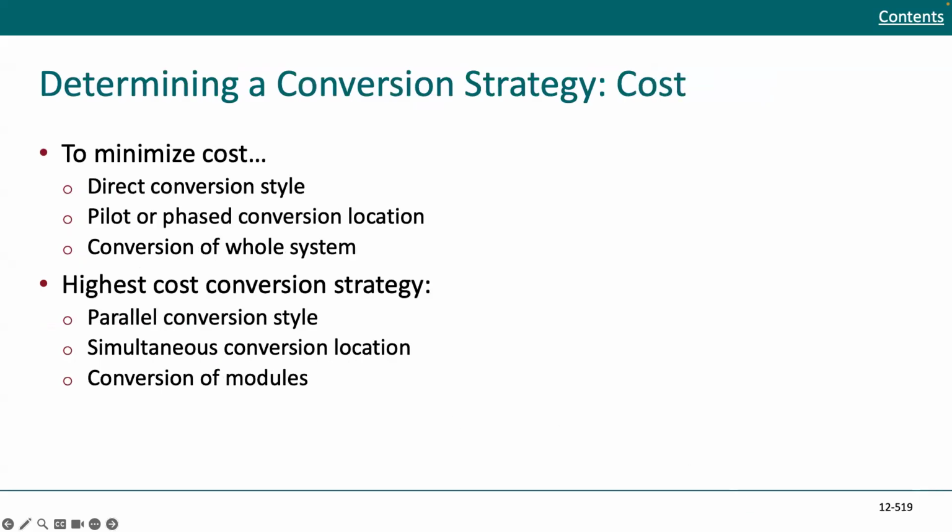What about cost? To minimize cost, the direct conversion style, pilot or phase conversion location, or conversion of the whole system would be things to consider. The highest cost conversion strategy would be parallel or simultaneous conversion location and conversion of modules. So that just gives you a perspective. So we have risk, we have cost.